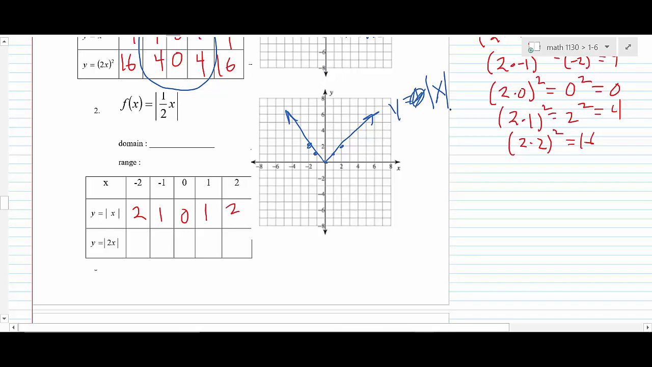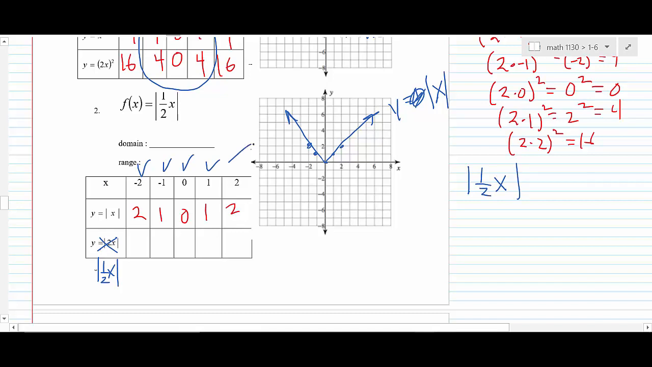Okay? So I don't know why I have a 2 there. That should be 1/2 x. And I want that to be a fraction. Okay? So what we're going to do is work with 1/2 x. And again, we're going to do the same thing. We're just going to plug those numbers in.